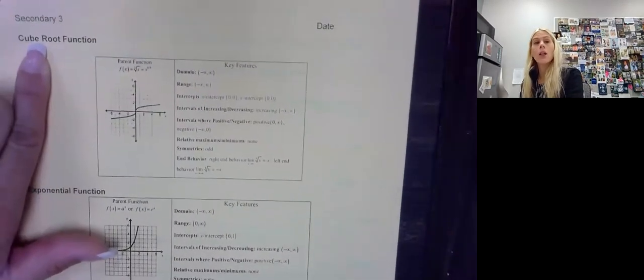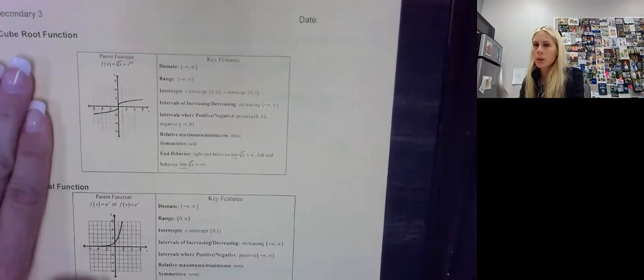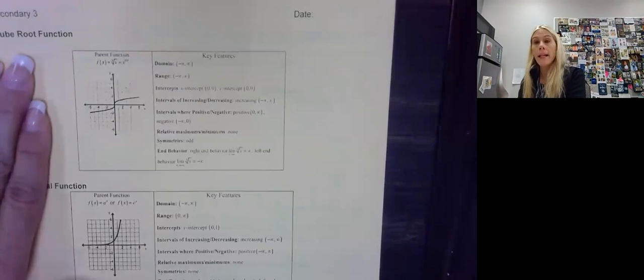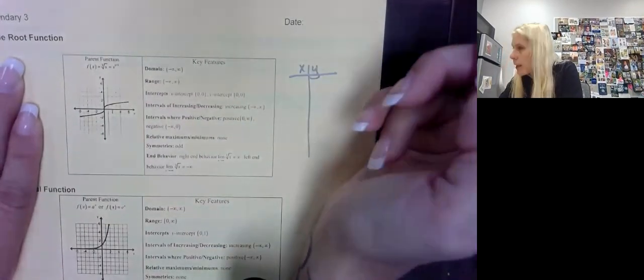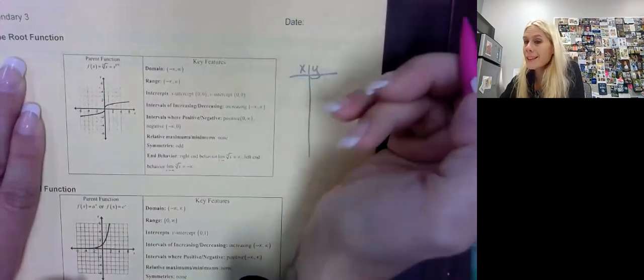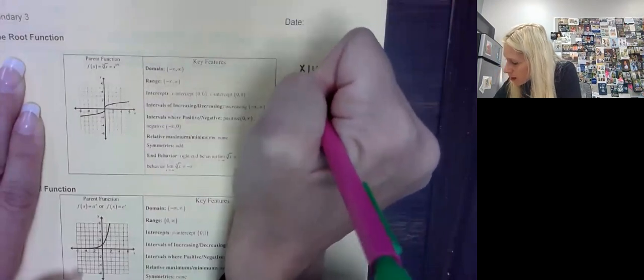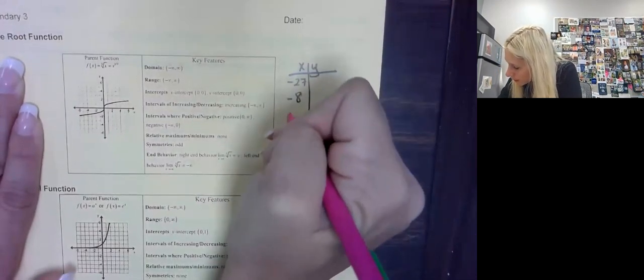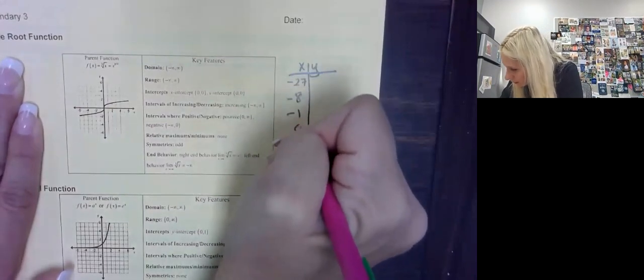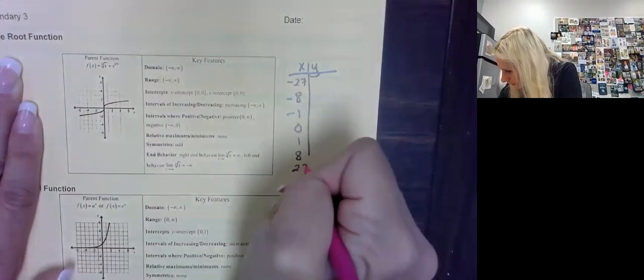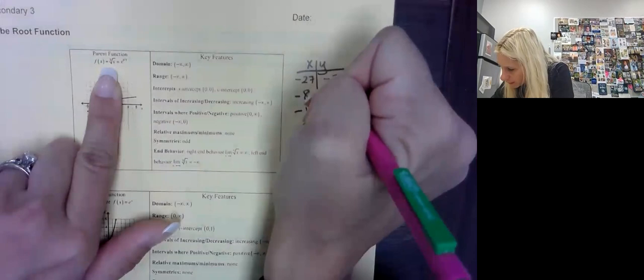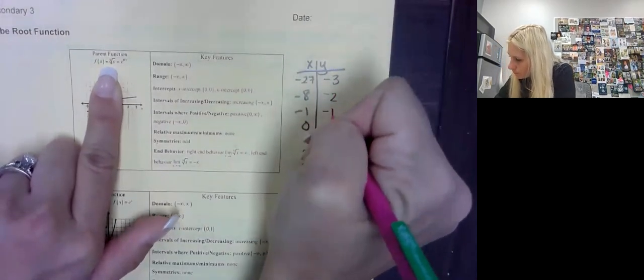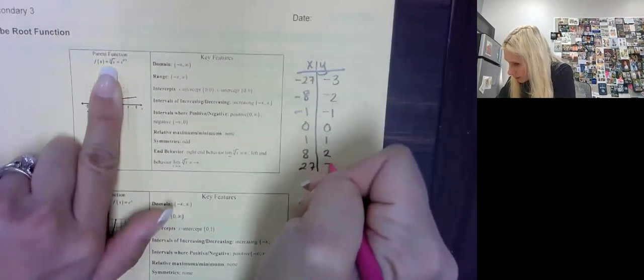Cubics. Okay, just our cube root function, just like the square root function, we have to use special numbers so they come out to integers and not decimals. The difference here is we can use negative numbers, right? So I am going to think of cubes, and I want negatives and positives. So I'm going to go negative 27, negative 8, negative 1, 0, 1, 8, and 27. When I plug these numbers into the equation, the cube root of negative 27 is negative 3. And we have negative 2, negative 1, 0, 1, 2, and 3.